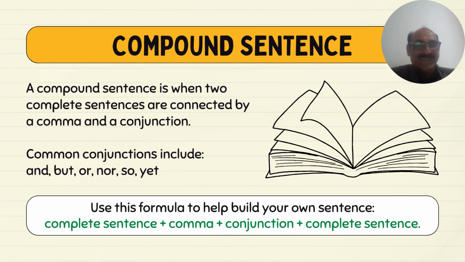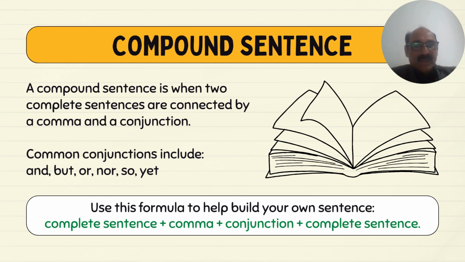We start with compound sentence. What is a compound sentence? A compound sentence is when two complete sentences are connected by a comma and a conjunction. It means two independent clauses connected by a coordinating conjunction. Common conjunctions include and, but, or, nor, so, and yet. You can use this formula to help build your own sentence: complete sentence plus comma plus conjunction plus complete thought, another complete sentence.